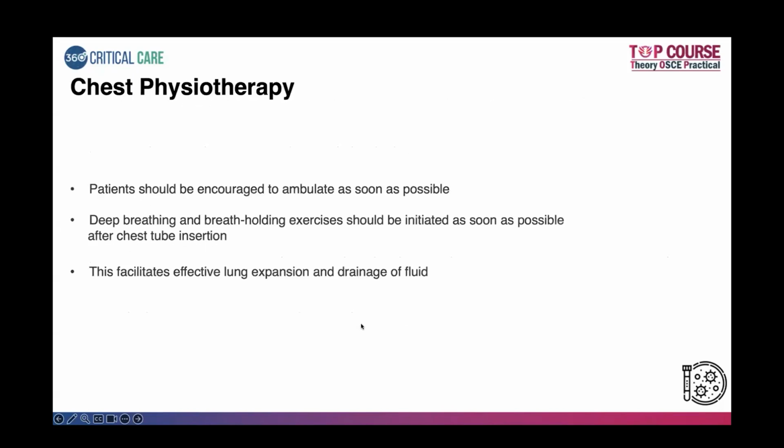So the next part is related to chest physiotherapy. Under this, the patient should be encouraged to ambulate as soon as possible. Deep breathing and breath holding exercises should be initiated as soon as possible after chest tube insertion. This facilitates effective lung expansion and drainage of fluid.